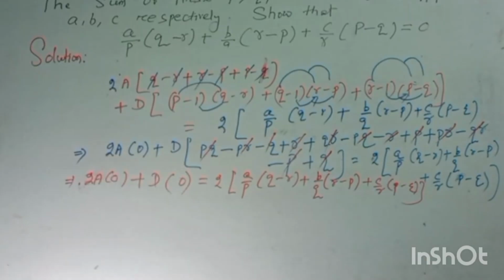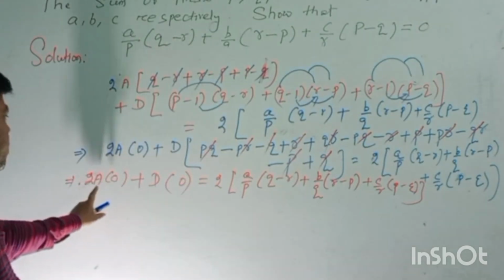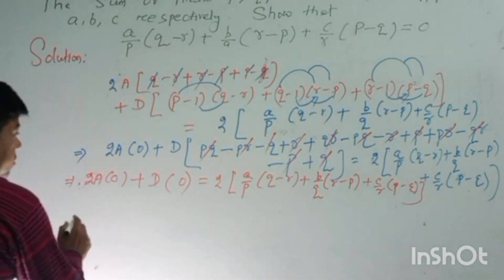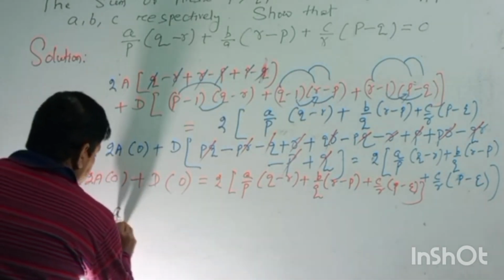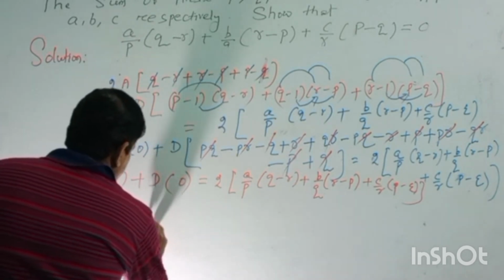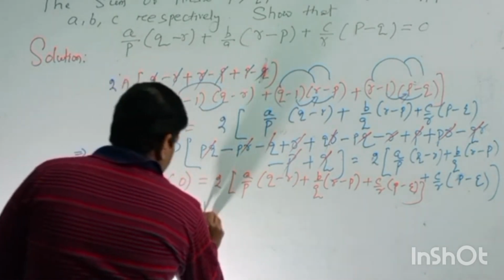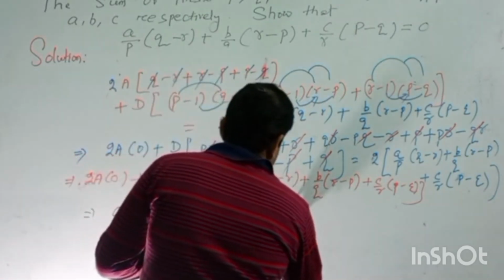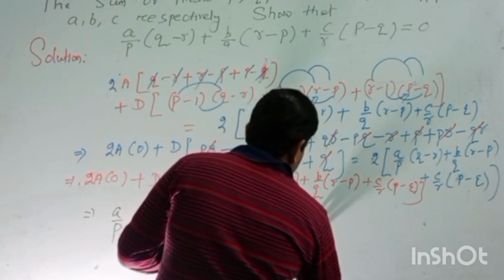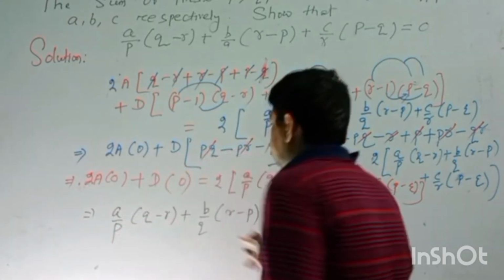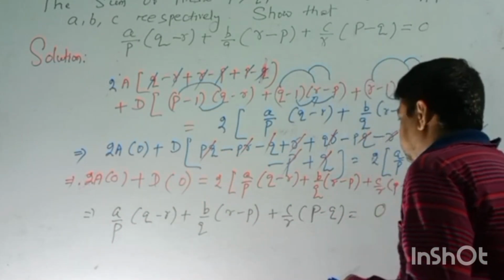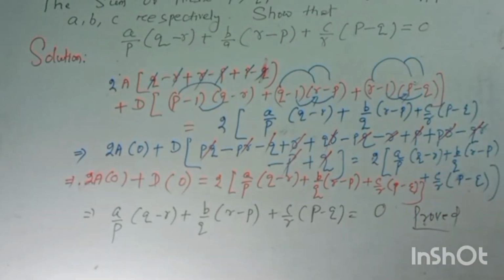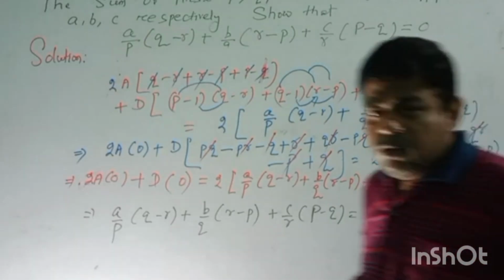After that, this 2 can be transferred to the other side, so 0 by 2 will be 0. We shall get a upon p times (q − r) plus b by q times (r − p) plus c by r times (p − q) is equal to 0, since 0 by 2 is 0. This is the required expression to be proved. This is what we were going to prove.